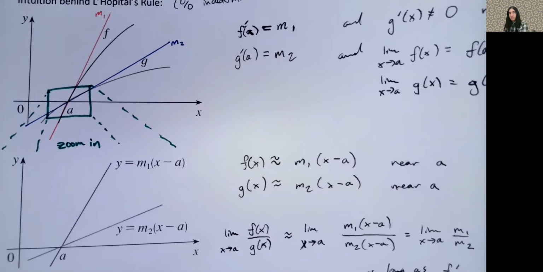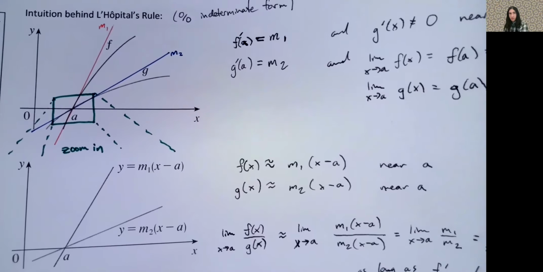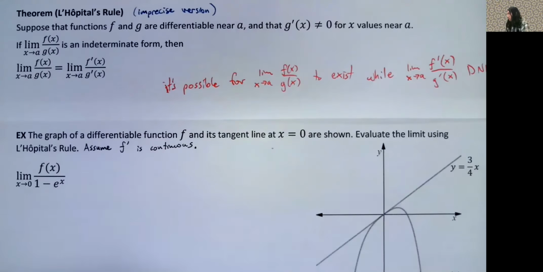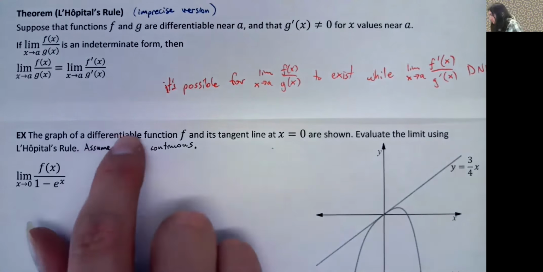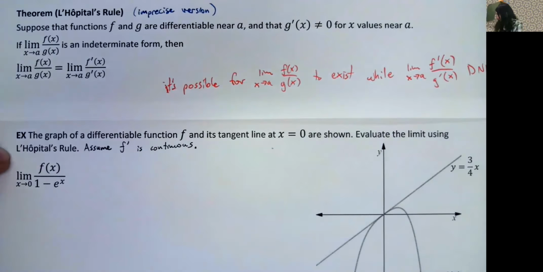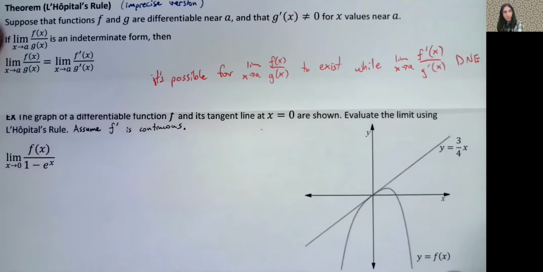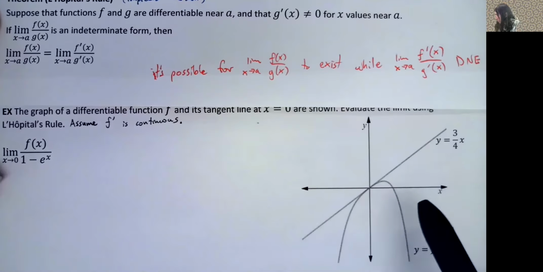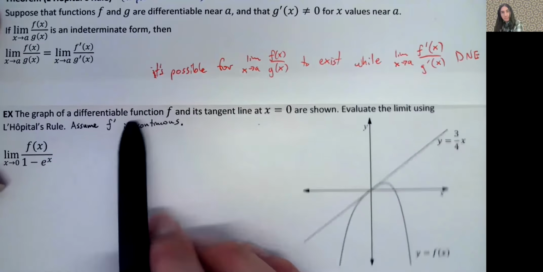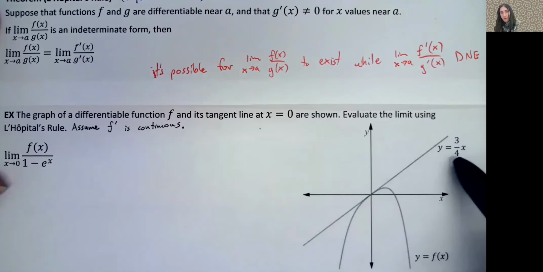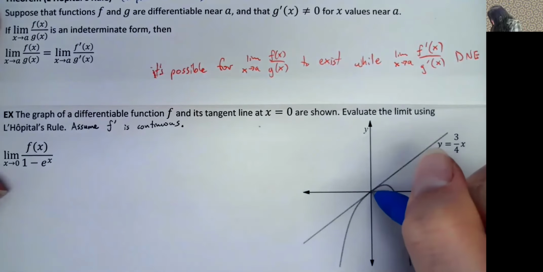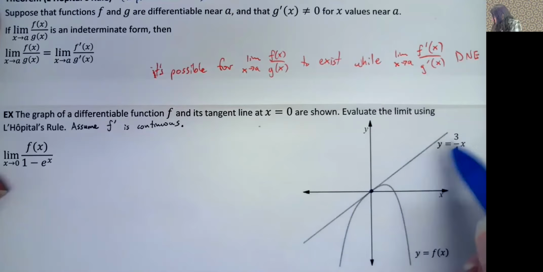So L'Hopital's rule is replacing functions with their derivatives, which is basically a tangent line. And we can think of that as the process of zooming in, right? That's our intuitive understanding of L'Hopital's rule. So the function we have here is f of x, okay? And we know that it's differentiable. We have a tangent line right here. So evidently this is the tangent line at x equals 0, right?